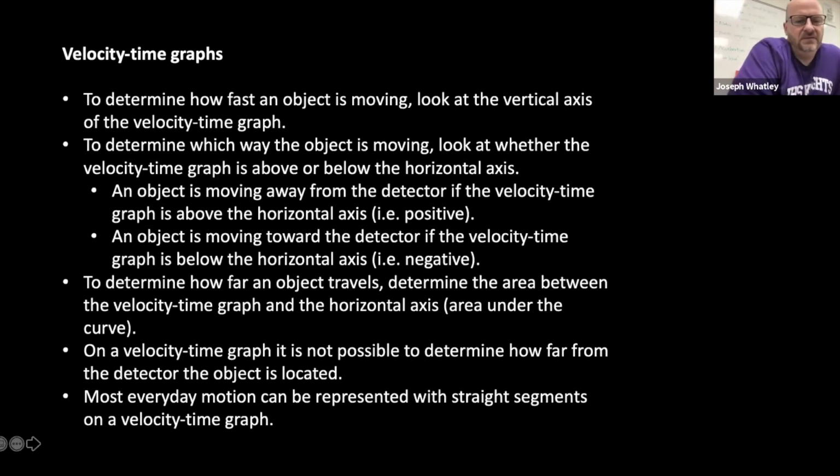All right, I know this is so terribly exciting to sit here and write this stuff, but it's important to know a lot of these things. But let's look at the velocity time graph. It is not possible to determine how far from the detector the object is located. So let's unmute and find somebody willing to say, why is that? Why would I not be able to determine how far from the origin I am based on a velocity versus time graph?